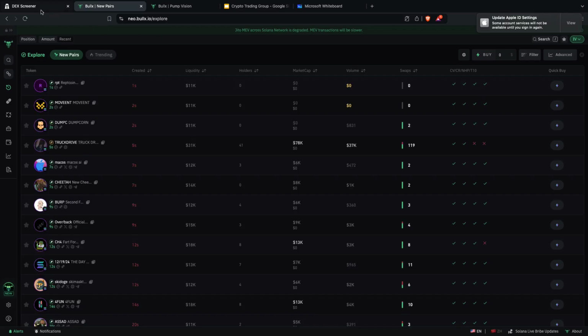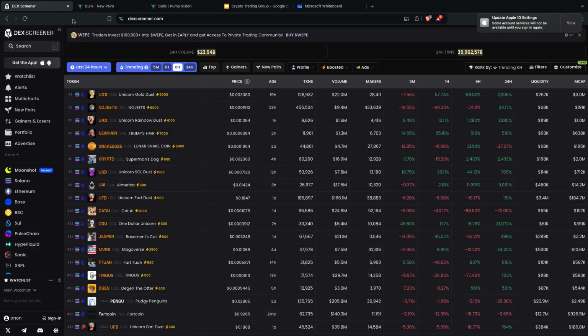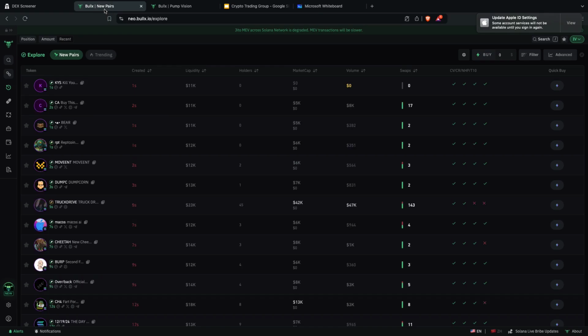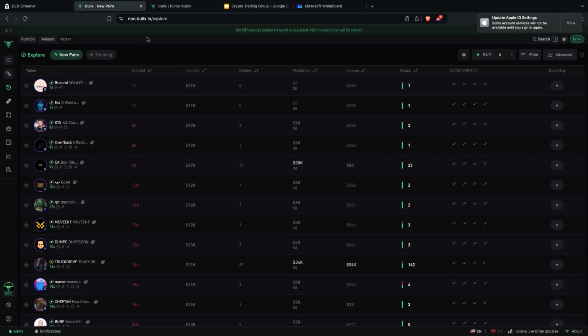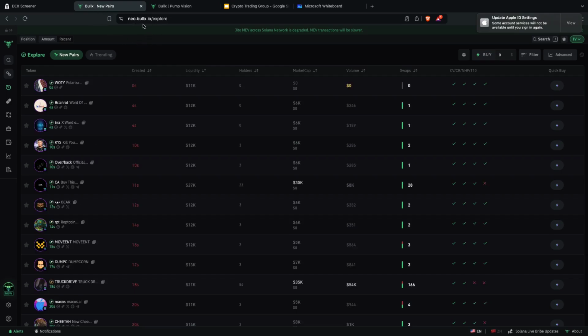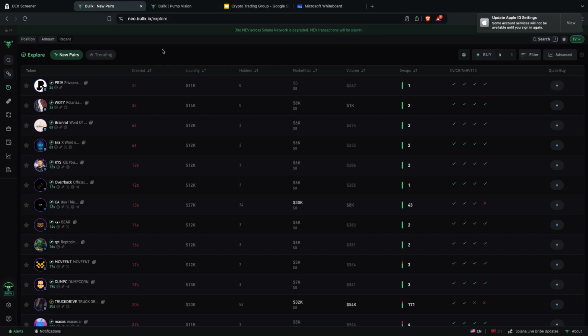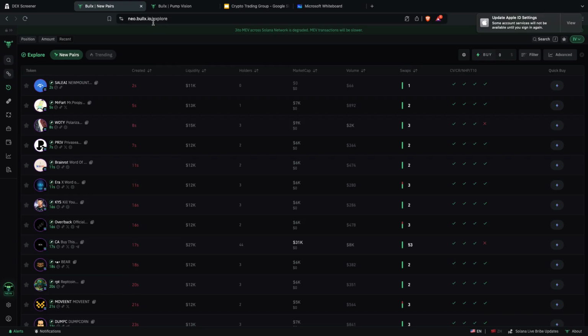Secrets that are really going to help you make a lot of money, right? Obviously, you are familiar with DexScreener and BullX. BullX recently released an updated version of the usual BullX platform, called neo.bullx.io. The link is in the description. It's way more advanced than the regular BullX.io.